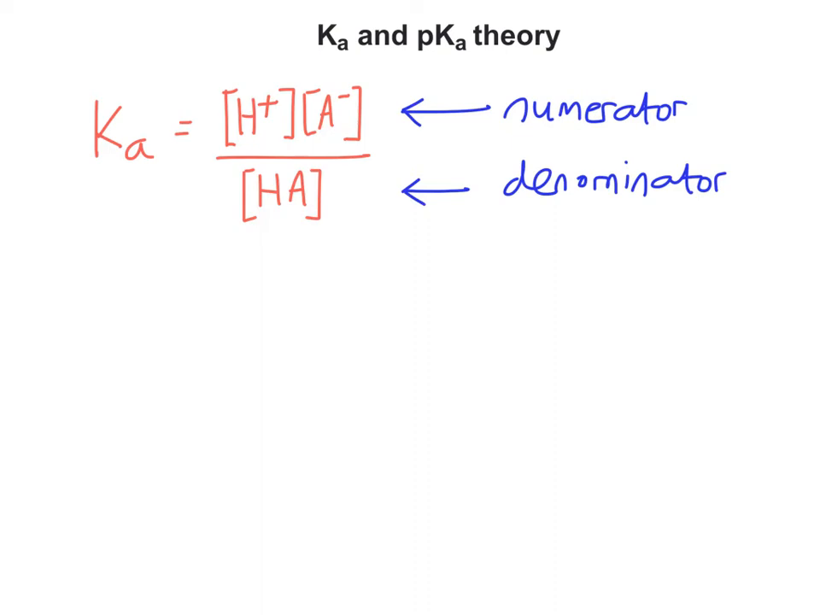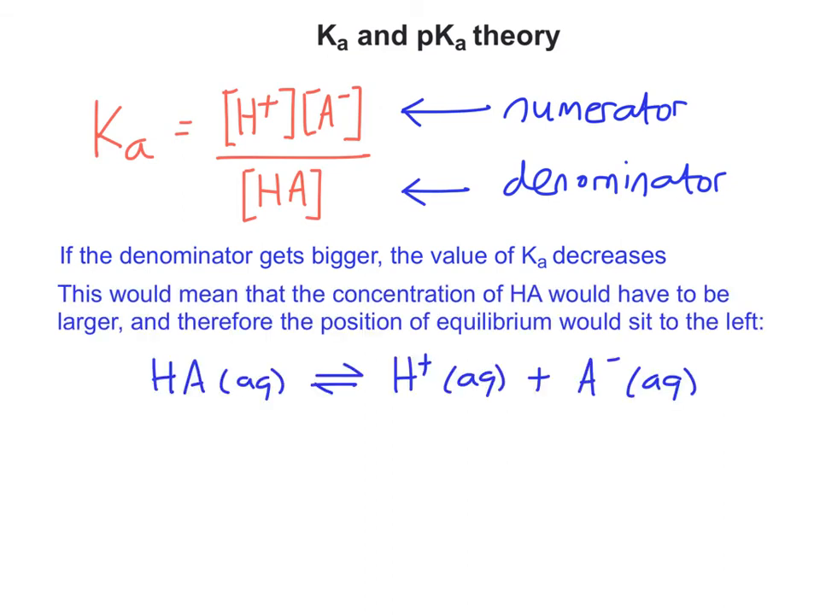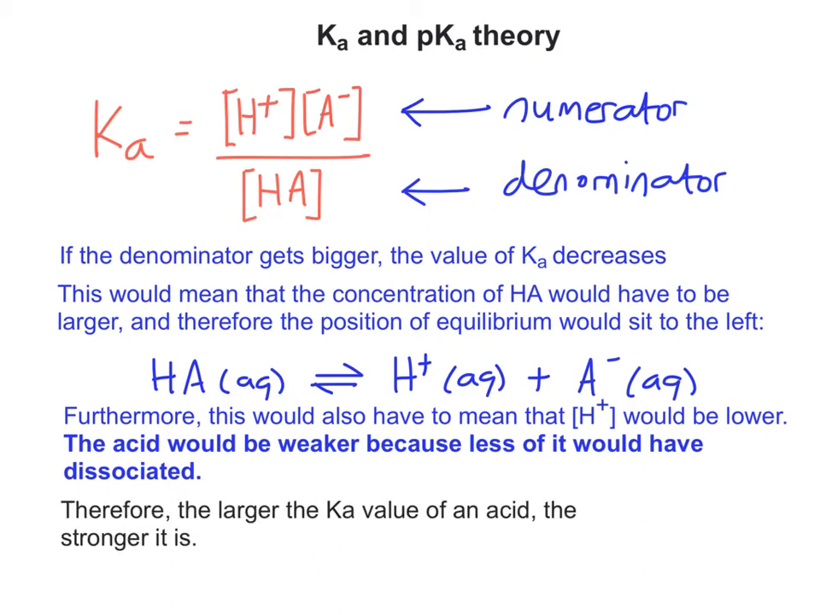So the Ka expression can be essentially seen as a fraction with a numerator and a denominator. So if the denominator gets bigger, then the value of Ka decreases overall. So in real terms, this would mean that the concentration of HA would have to be larger, and therefore the position of equilibrium in the dissociation of the weak acid would sit to the left. This would also have to mean that the concentration of hydrogen ions would be lower, and as such the acid would have to be weaker because there's less of it dissociated. So this means that the larger the Ka value of an acid, the stronger that acid happens to be.